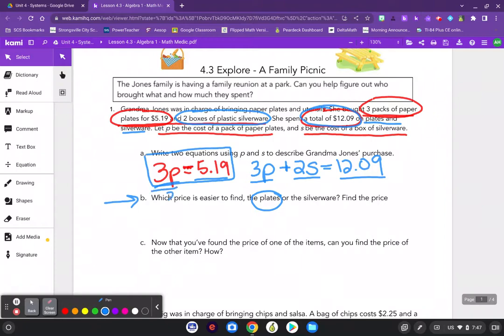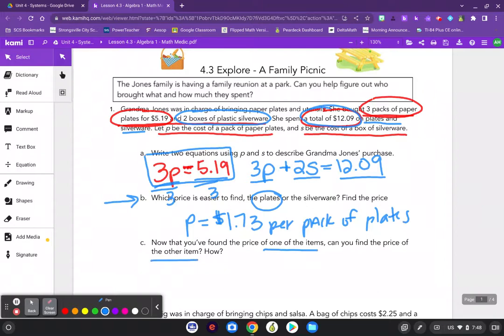And in fact, if I divide both sides by 3, I get the plates are going to cost, well, let's see, $5.19 divided by 3 would be $1.73 per pack of plates. So that was pretty easy to find. The next question says, now that you found the price of one of the items, can you find the price of the other? Yeah, I think so, right?